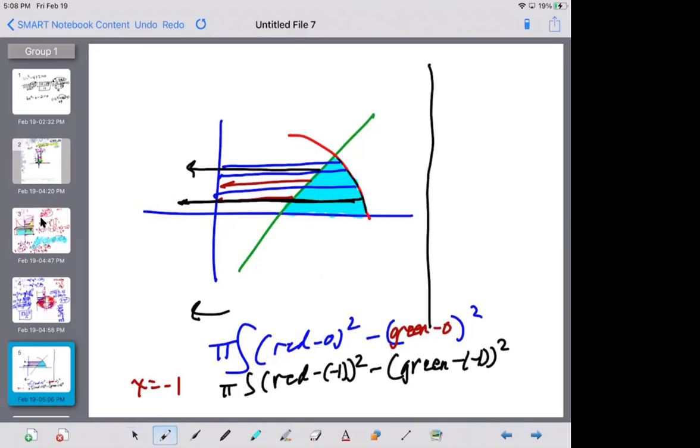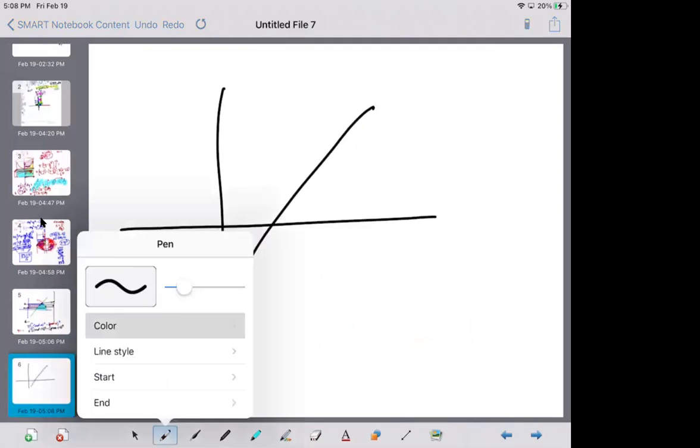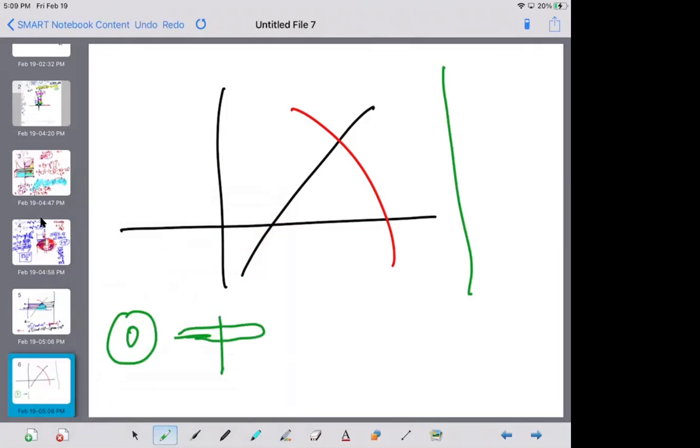What if the line is over here, like this? Then to find your values, you would say this minus green and this minus red. So the outside would be line minus the green curve squared, and then line minus the red curve squared. How does that make sense? If my line is over here, how does that make sense as far as a washer is concerned? Something with a hole in it, as the rectangle rotates around a line and makes a washer.